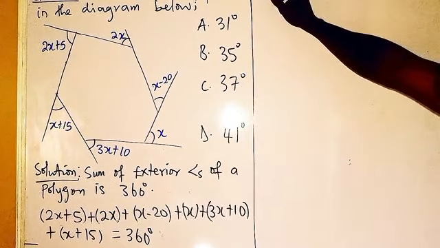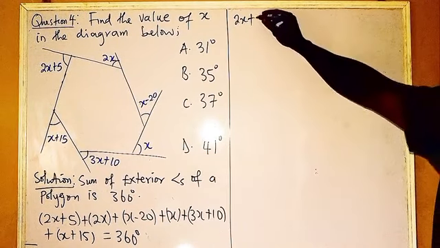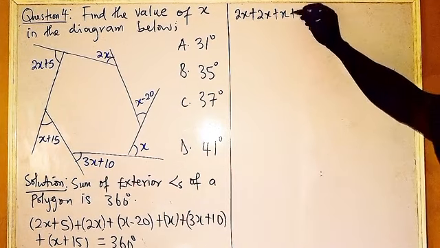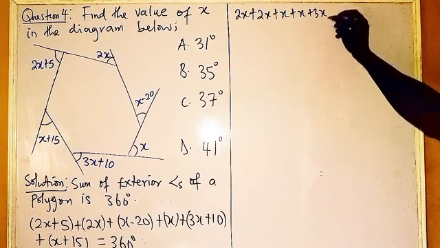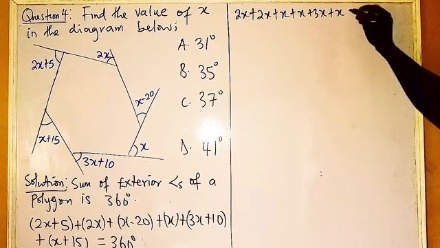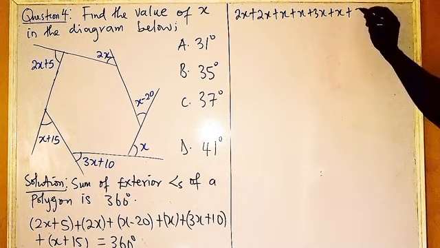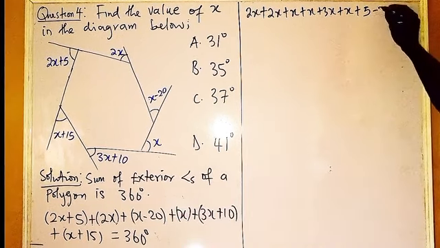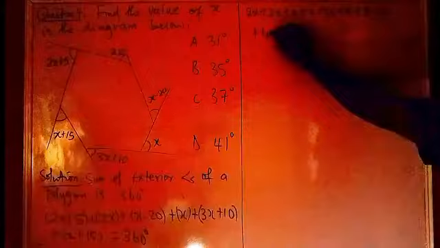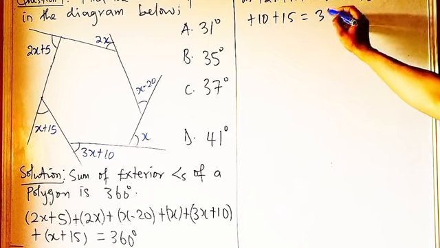Adding this together, we're going to have 2x plus another 2x, plus the x that is down here, then plus x again, plus 3x, plus x, right? Then let's add the numbers. We have 5 from the first one, then minus 20 because that is minus 20 that is there, then plus 10, then plus 15. Everything must give us 360 degrees.